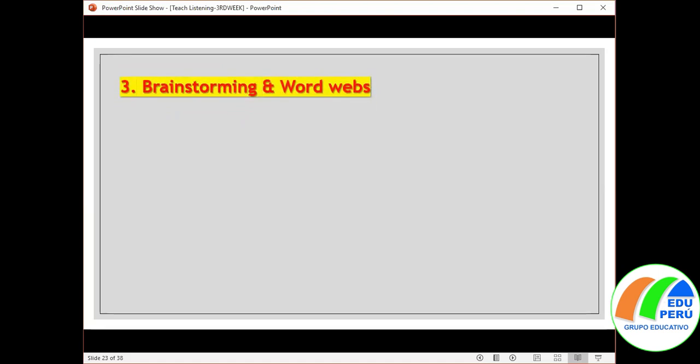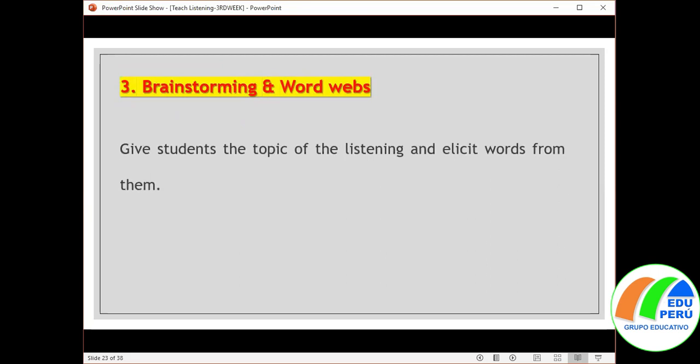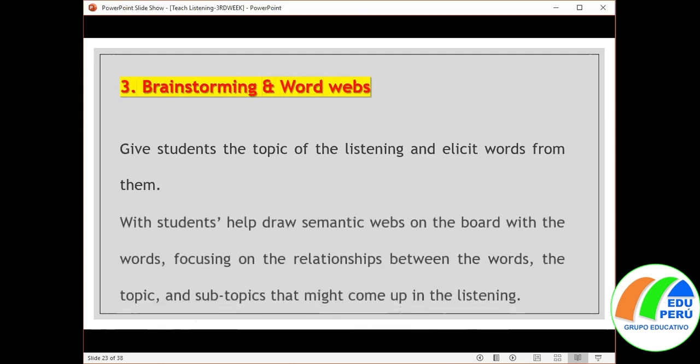Another one, again brainstorming and word webs. Give students the topic of the listening and elicit words from them. With the students' help, draw semantic webs or mind maps on the board with the words, focusing on the relationships between the words, the topic and subtopics that might come up in the listening.